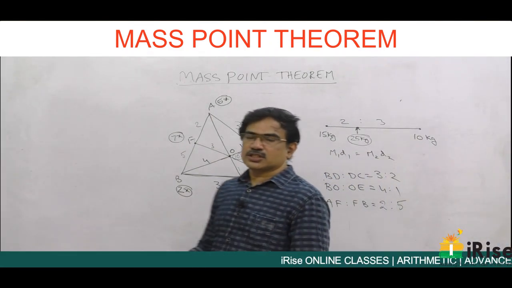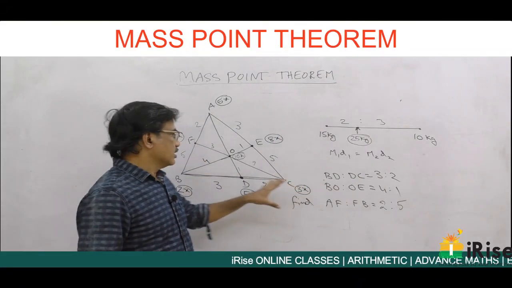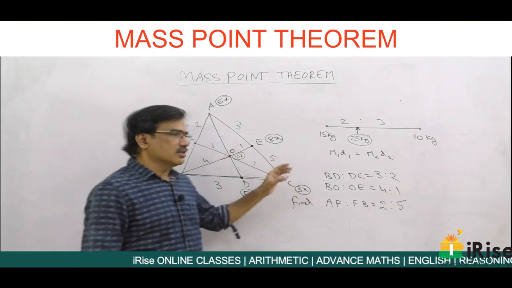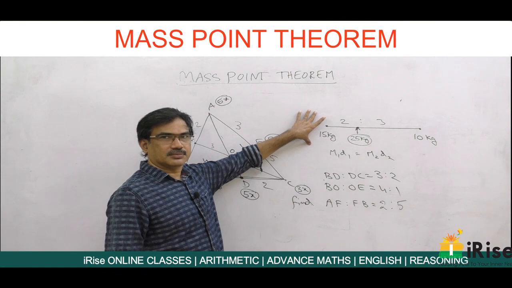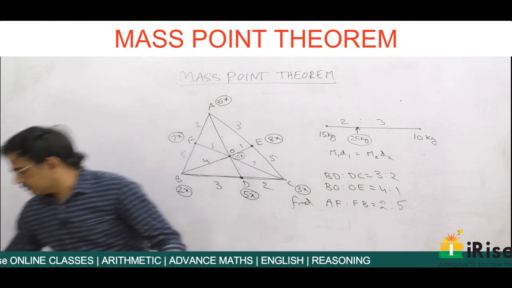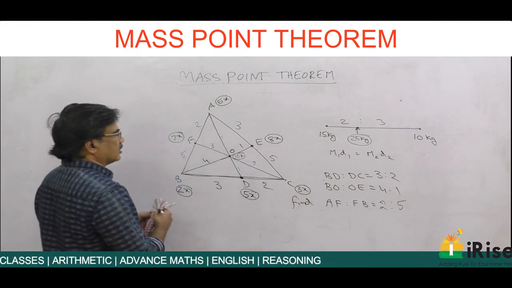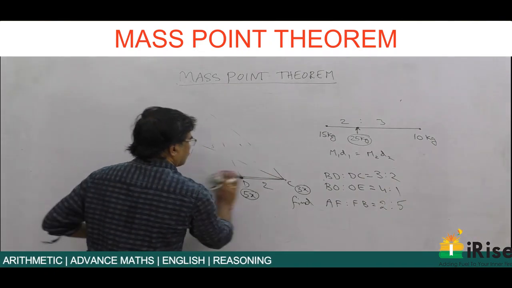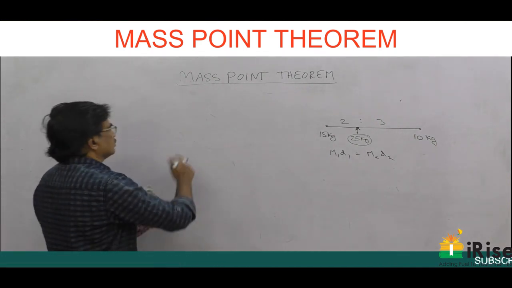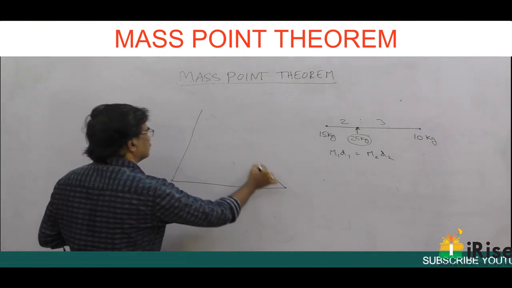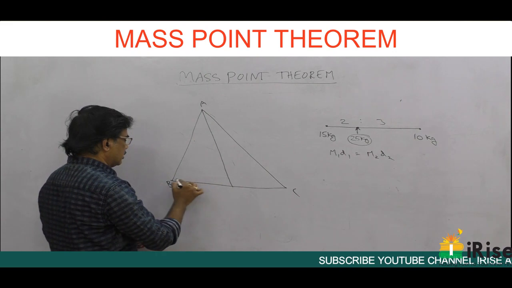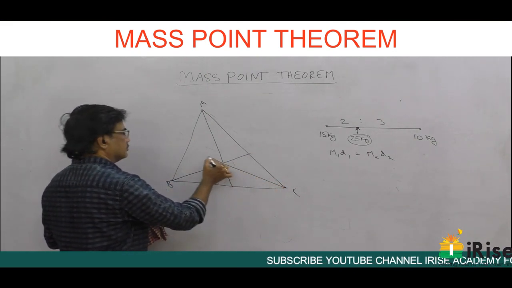Okay, so using this mass point theorem, we can find any two ratios. If any two ratios are given, we can find the third ratio using this concept. Not only this, here in geometry, one important concept is there. Here, if this is a triangle, if 3 medians are drawn, this is median, this is median, this is one more median.